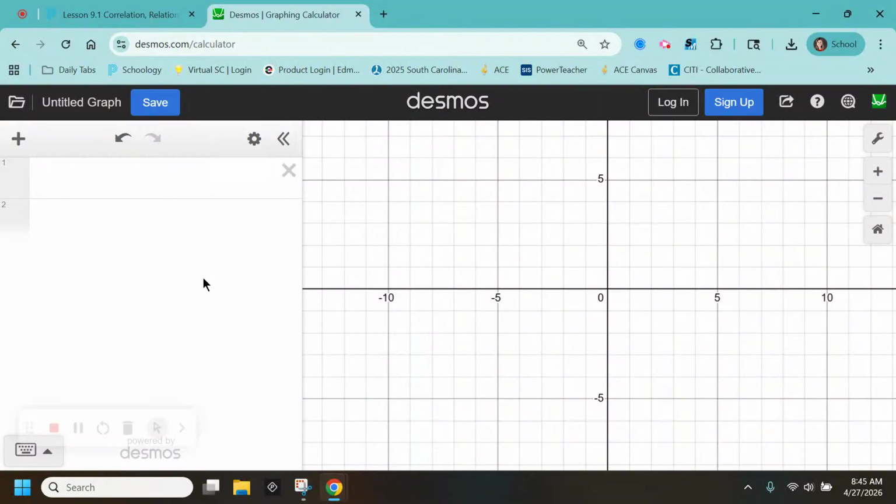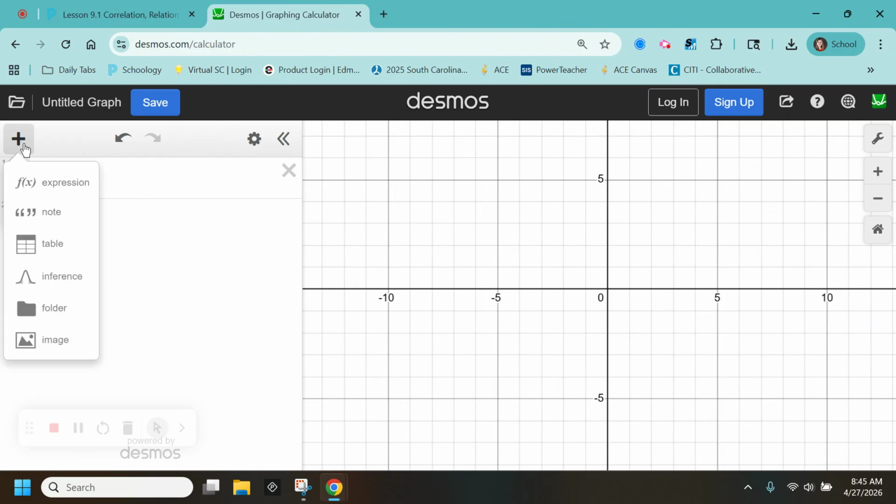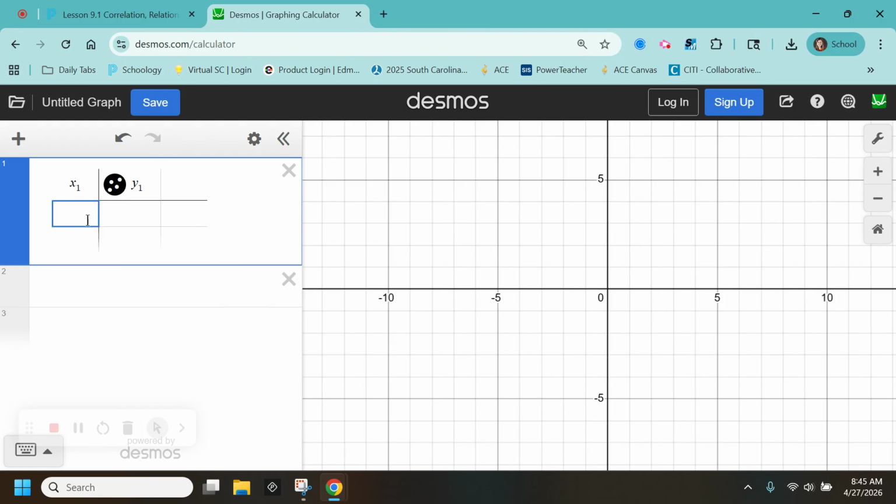All right, when finding a regression line or line of best fit, or a correlation coefficient, there's two different ways you can do this, but you have to start by entering in your data into Desmos. So in a table, you're gonna hit the plus sign, go to table, and then enter in those points. So in our guided example, we have screen time versus sleep.